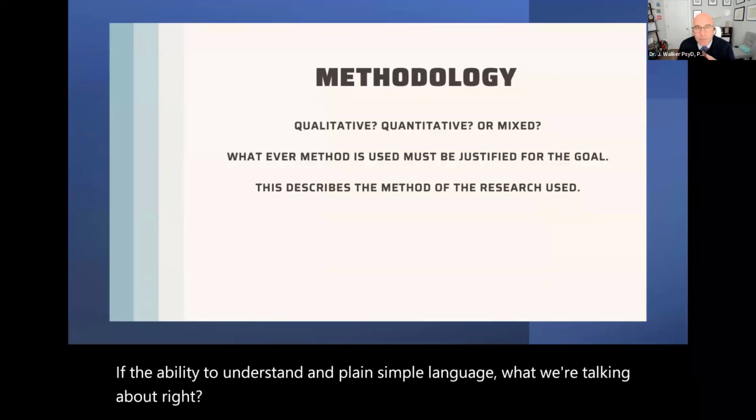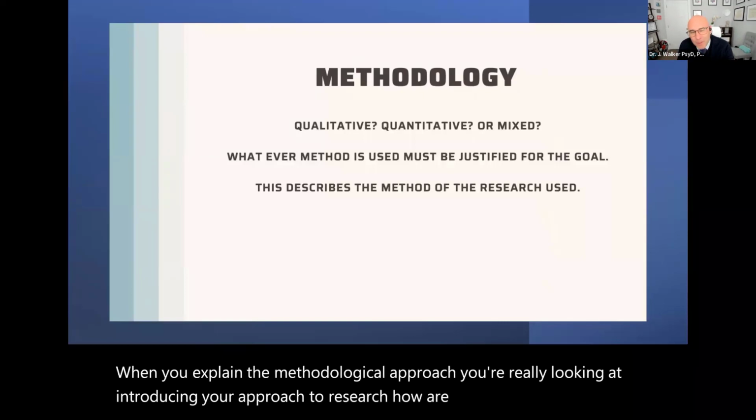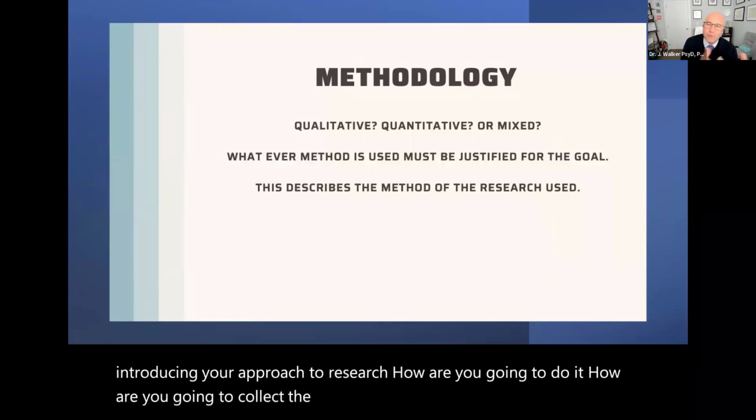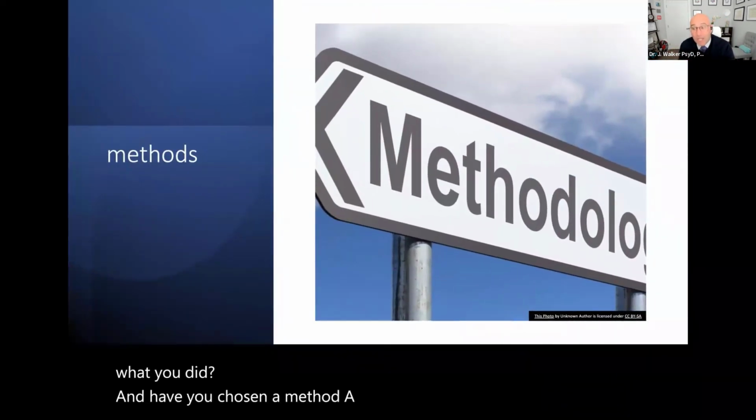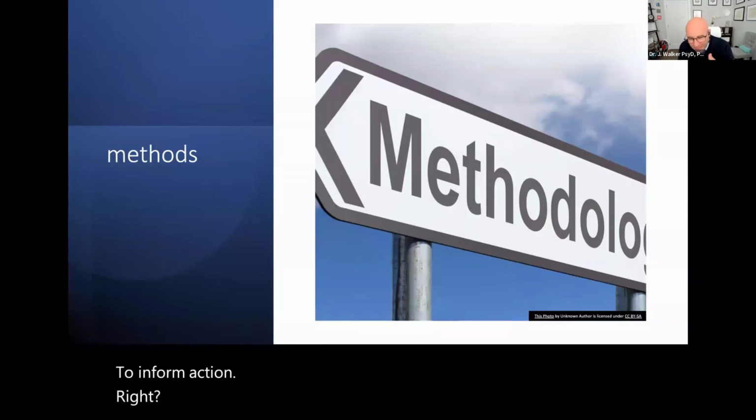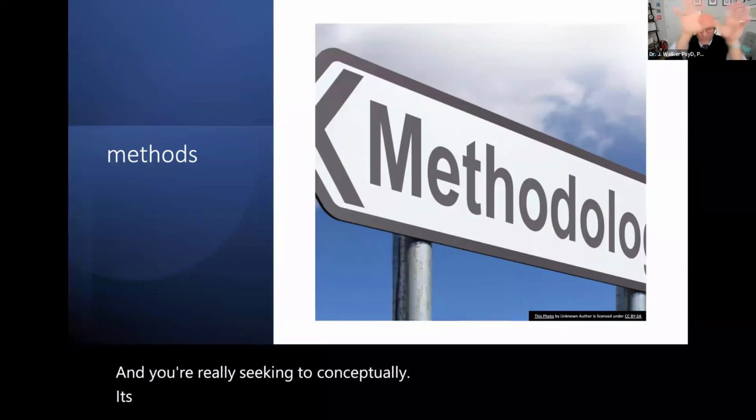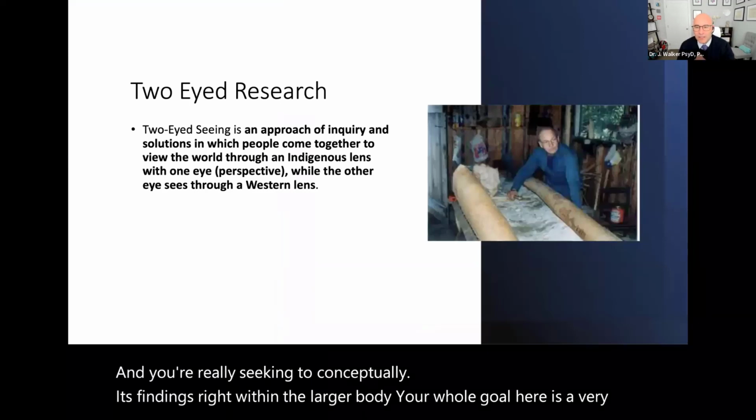When you explain the methodological approach, you're really looking at introducing your approach to research. How are you going to do it? How are you going to collect the data? Can someone replicate step by step what you did? And have you chosen a method, a theory that will guide your work to inform action, right? And you're really seeking to contextualize its findings, right? Within the larger body, your whole goal here is a very small contribution to the literature.